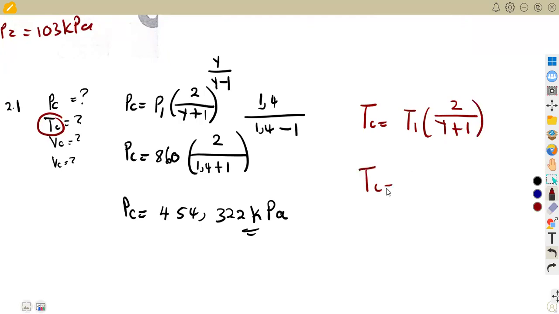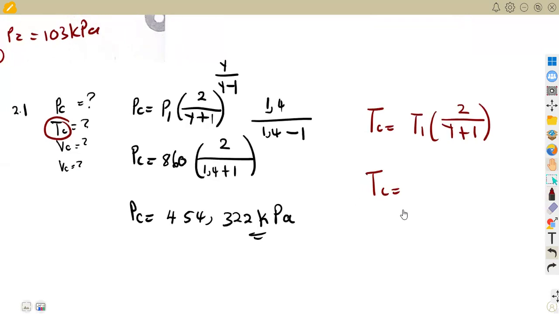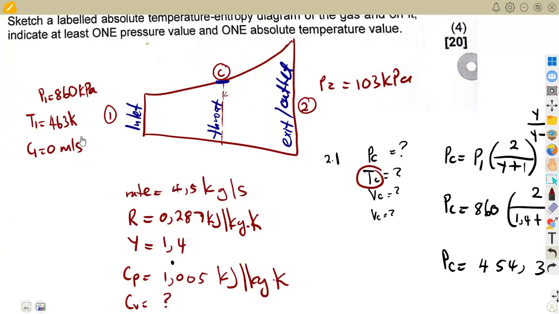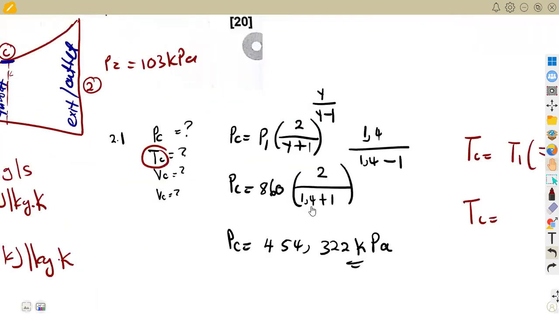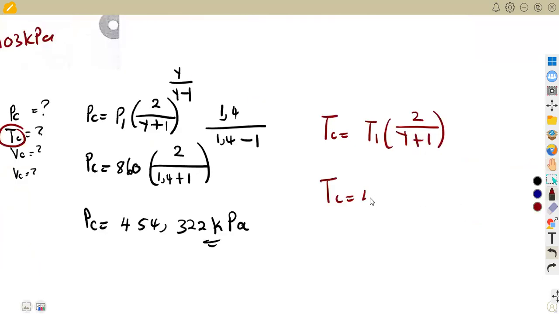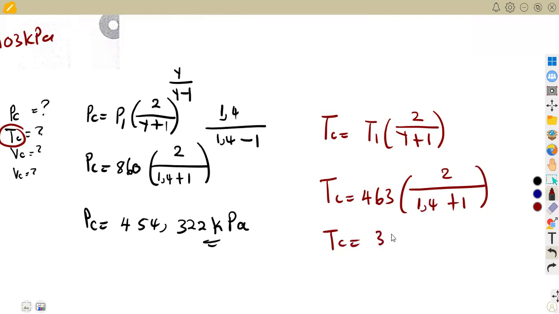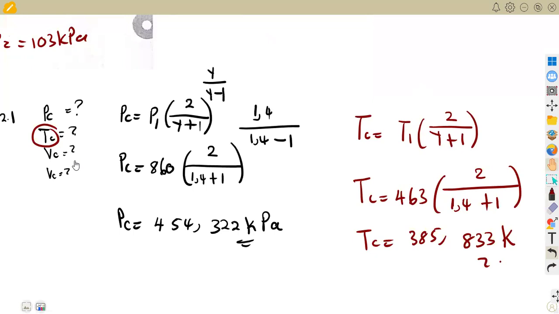We're just substituting our values. We have T1, the inlet temperature in kelvins, which is 463. So this is 463 into 2 over gamma plus 1, remembering our gamma is 1.4. This one was just direct, which is 385.833 Kelvin.